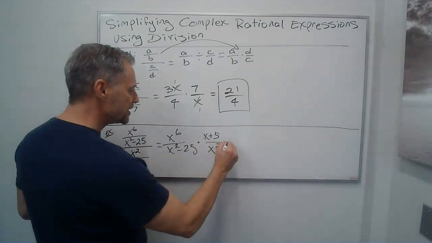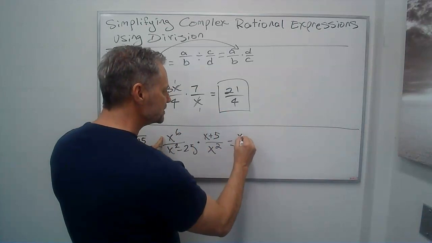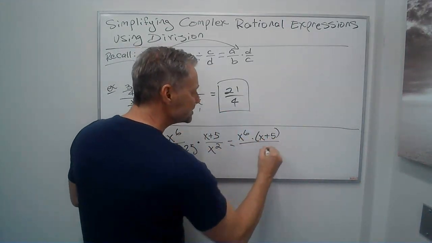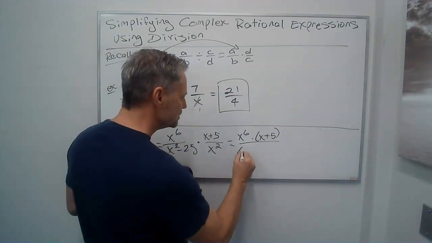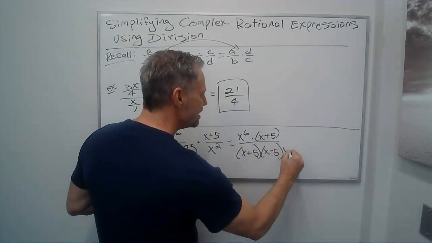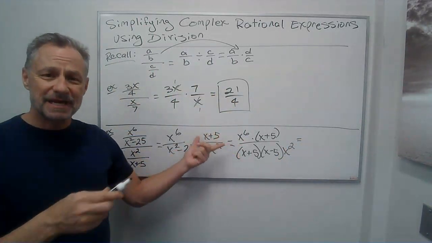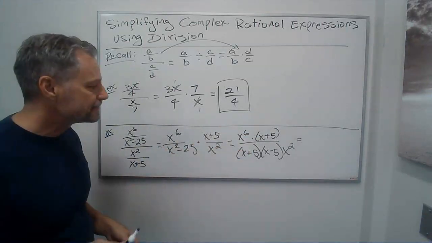So what I'm going to do here is I'm going to factor this out and then multiply through. So I've got this x to the 6th. It's essentially times x plus 5 if you want to write it as a single fraction. This is x plus 5, x minus 5. Difference of 2 squares. And then I have the x squared. And if you wanted to, you could have left them as 2 separate fractions at this point. It doesn't really matter, but don't multiply things out.